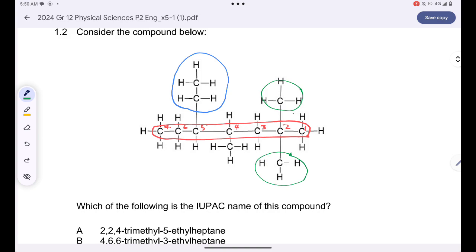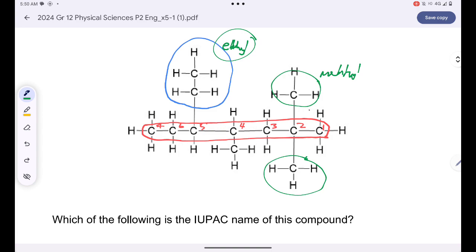Whenever I name this compound, I must start by mentioning these side chains, and I must mention them in alphabetical order. This one starts with an E because it's ethyl, and these ones are methyl. That means I must start by mentioning the ethyl. So in carbon number 5, there's an ethyl, a side chain with 2 carbons, and then in carbon number 2,2, I have dimethyl. I'm saying 2,2 because I have 2 of them.